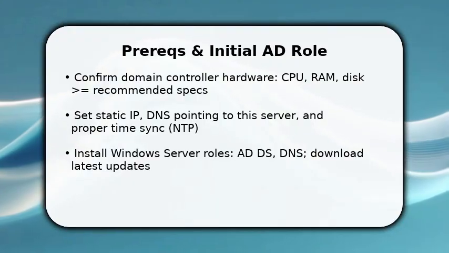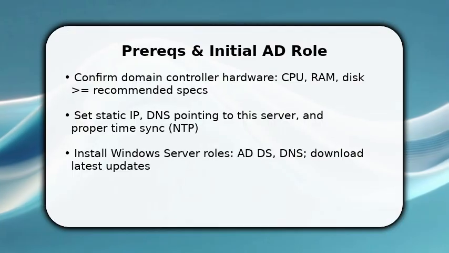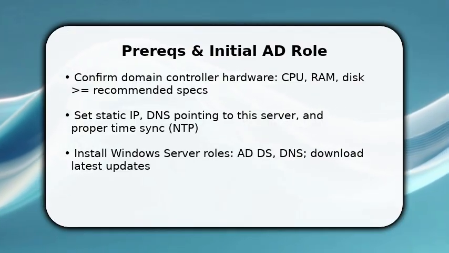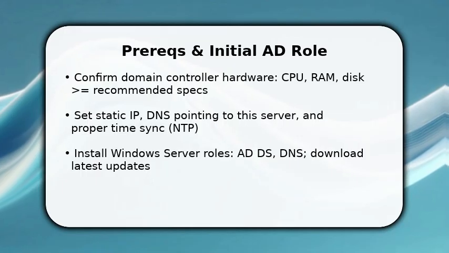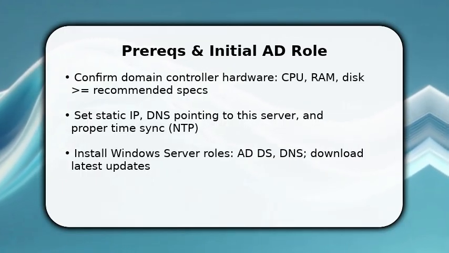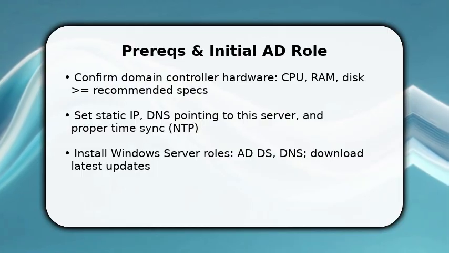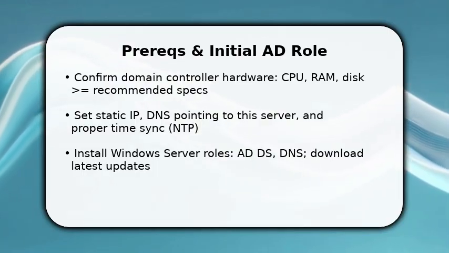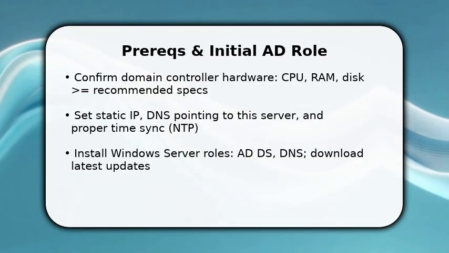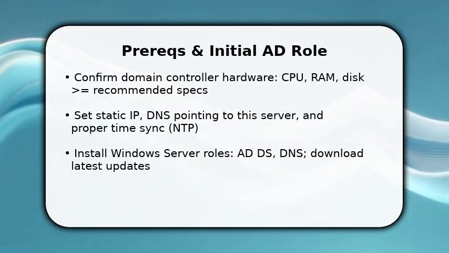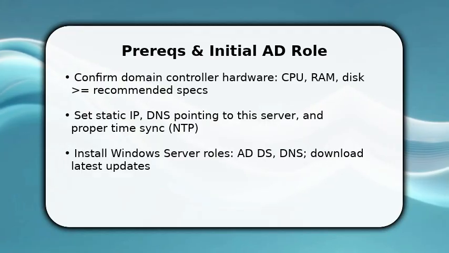You start by verifying prerequisites and installing the ADDS role so you can promote this server. First, set a static IP and point DNS to the host. Time sync matters because Kerberos fails with skew. Once done, add the ADDS and DNS server roles via Server Manager or PowerShell. This prepares services needed for domain creation.